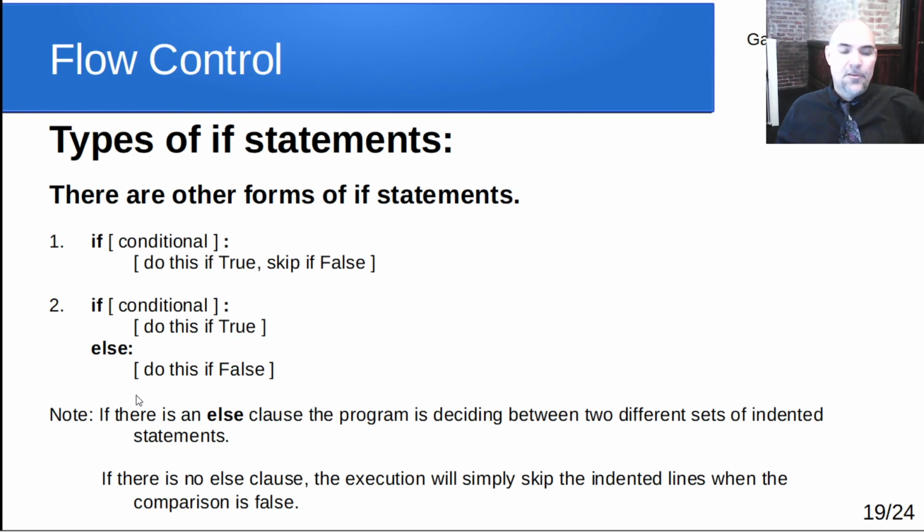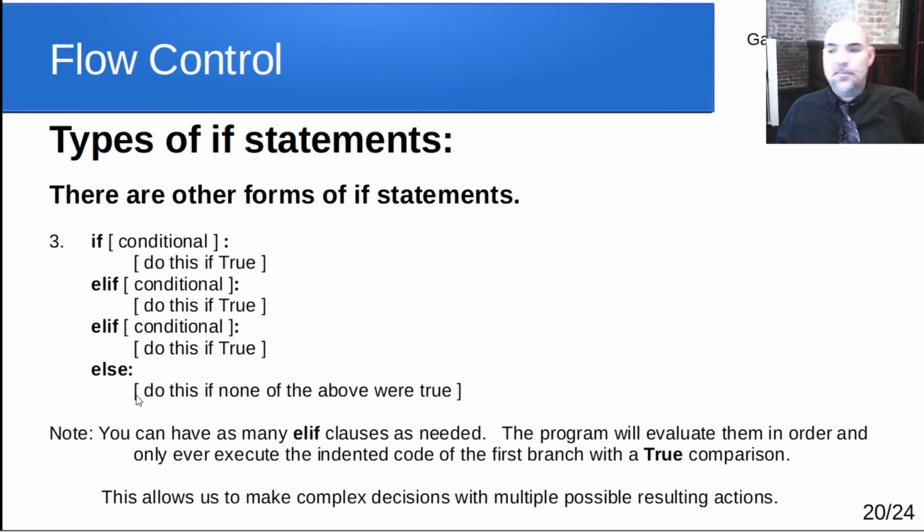Now, there's one third form here, and that's called an if, elif, and then else. This allows us to check one condition, and if that one's true, we do that. If it's not true, we go on to the second one. If that one's true, we do this. If it's not, go to the next one. So notice that will ripple all the way down. If it doesn't do any of these, then we can finally get to an else clause. And if none of the above conditionals were true, then we take that else clause.